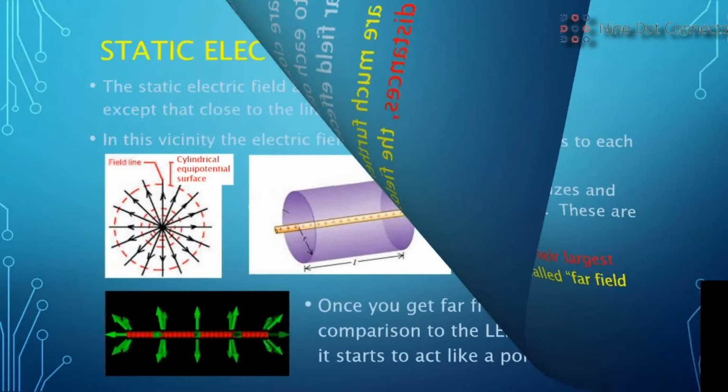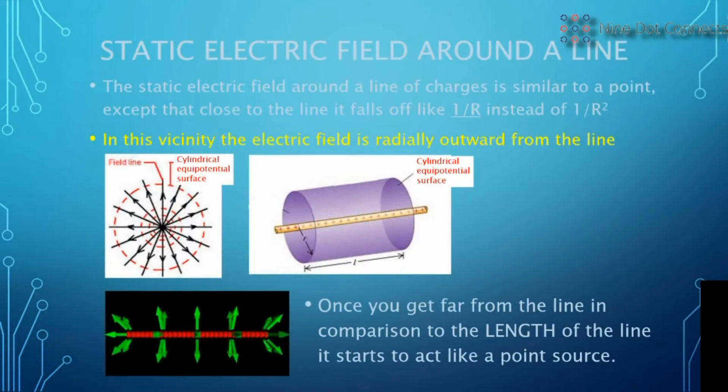When you are very, very far from the line segment, it will start to appear as a point, and you will have a 1 over r squared roll-off. However, when you're close to the line with respect to its length, it will exhibit a 1 over r roll-off. So that's an important thing to think about: how far away does a linear segment have an effect that rolls off like 1 over r?